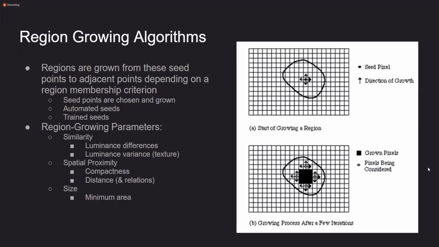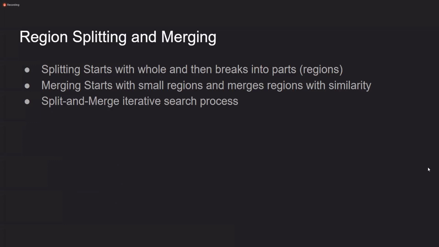You can also do that through the rule-based classification. If you're using that, you can use that as a constraint there as well. In addition to just region growing, you can also do region splitting and merging. So at this point, you'll start with whole regions and then split, or merge based on the similarity of different regions.